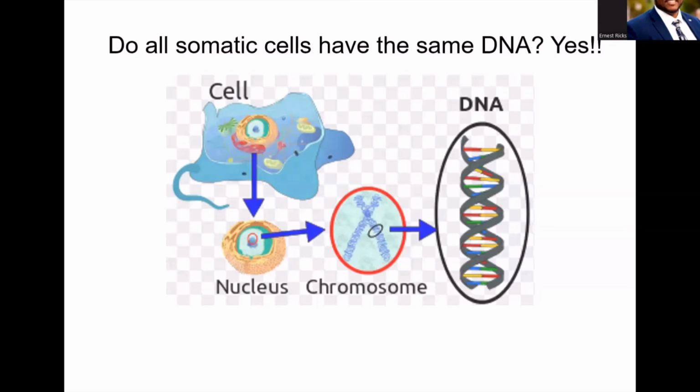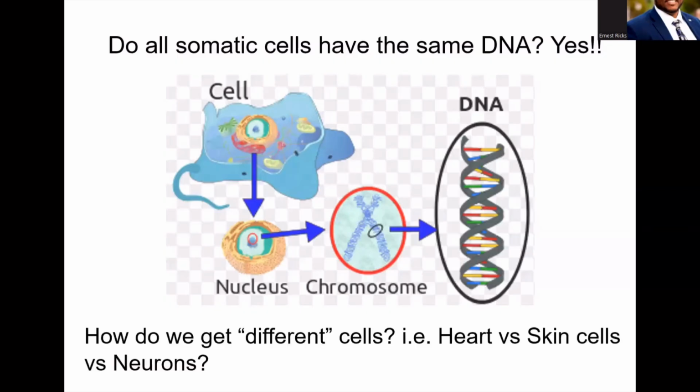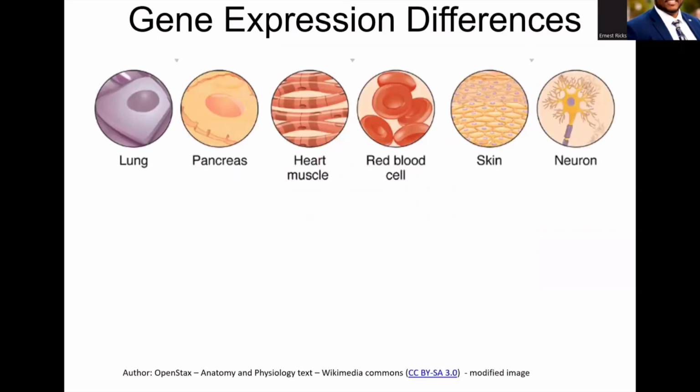The answer to that question is in what's being expressed, which proteins are being made in each of those places. The proteins being made in your eyes are different from the proteins being made in your stomach. How are your heart cells, skin cells, and neurons all different? It's based on which genes are turned on and producing certain proteins, and which genes are turned off and not producing certain proteins. So, gene expression differences. Gene expression is different in the lung versus the pancreas, heart versus red blood cells, skin versus neurons.